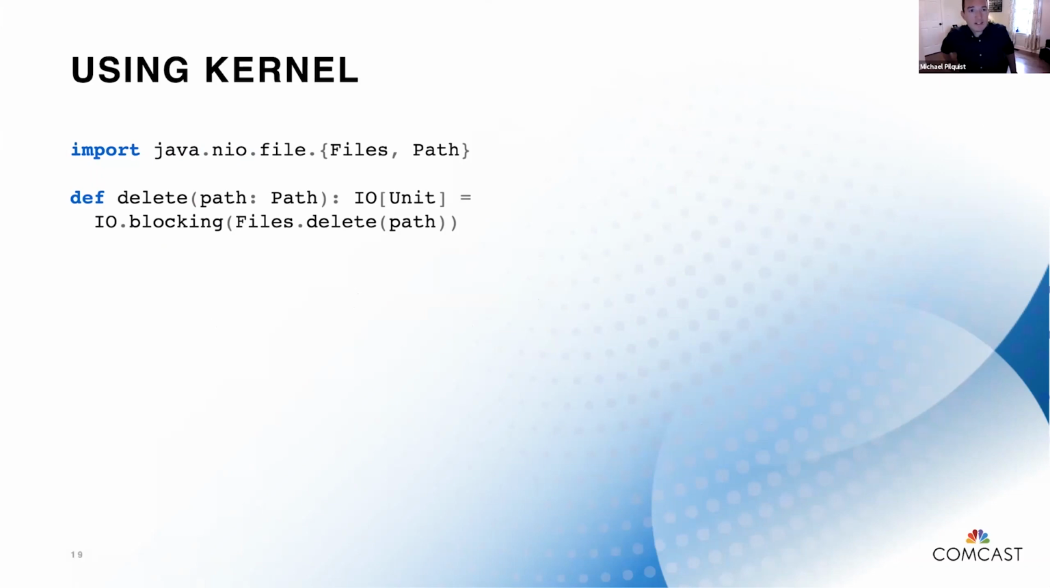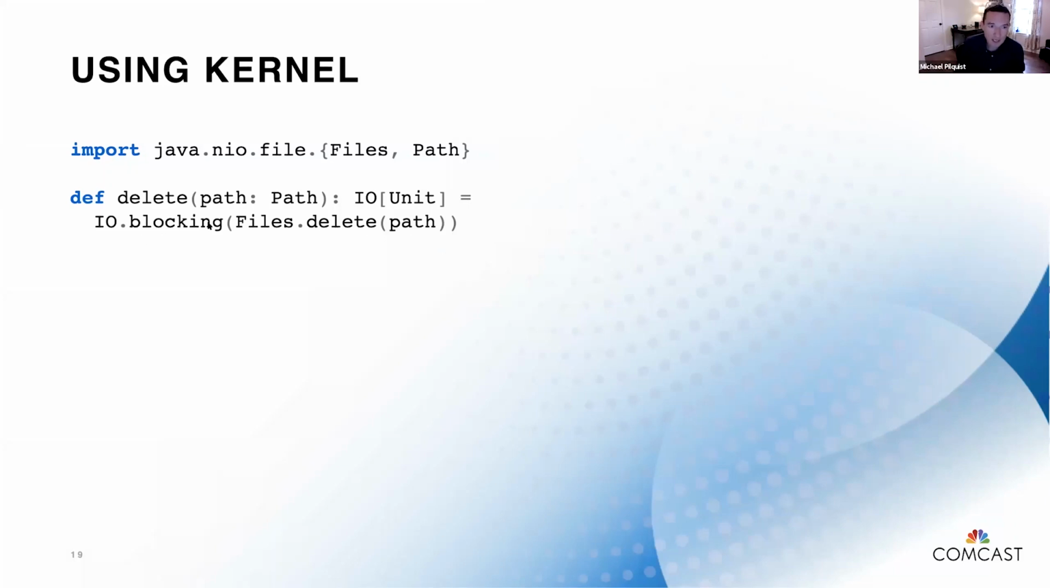I wanted to show an example of how we might write code in terms of the Cats Effect kernel. And I thought one way we could do that is refactor this tiny little program from IO to a generic F. So here we have this operation delete. It's given a Java NIO path, and it returns us an IO of unit. And using the Cats Effect 3 stuff we've seen so far, we can implement this as io.blocking files.delete.